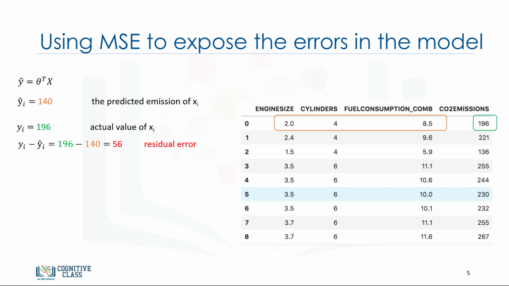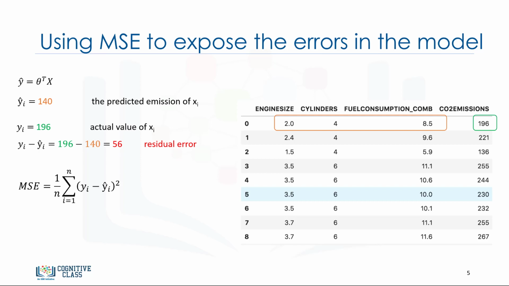Well, we can calculate it quite simply as 196 subtract 140, which of course equals 56. This is the error of our model only for one row, or one car in our case. As is the case in linear regression, we can say the error here is the distance from the data point to the fitted regression model.